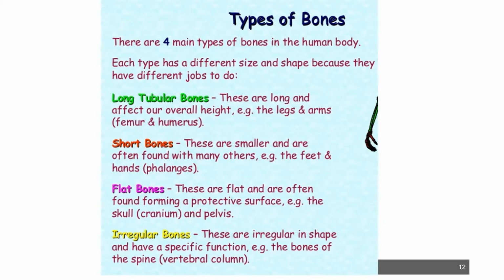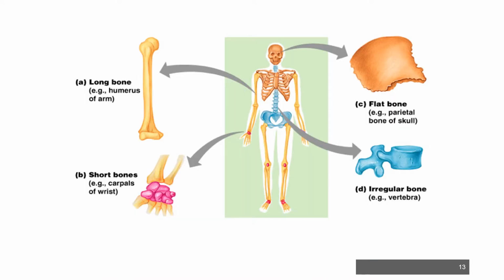Again, this slide has a little more detail. Long bones basically affect your overall height. So your legs, your arms, femur, humerus. Short bones are smaller bones. You'll find them more in the feet and the hands, the phalanges, metacarpals. The flat bones are more the cranium and pelvis, and irregular bones you'll find associated with the pelvis and the spine.